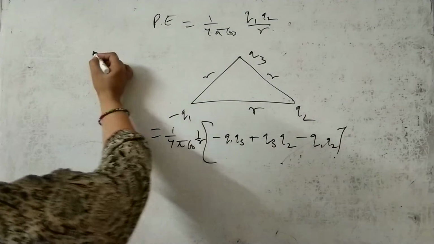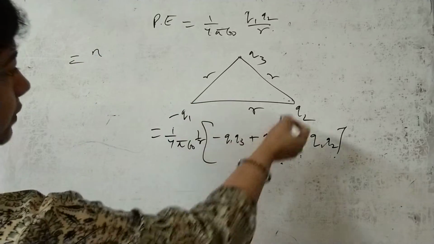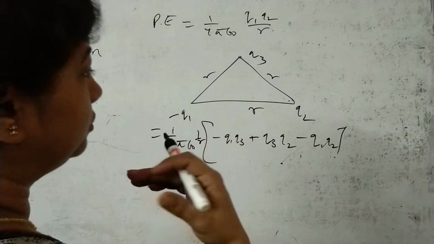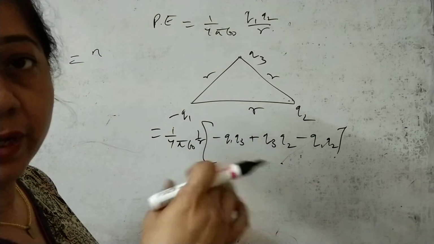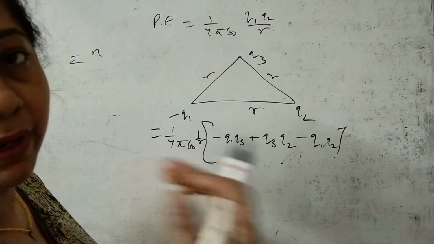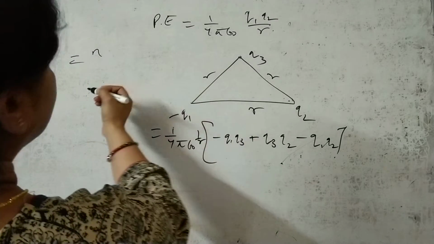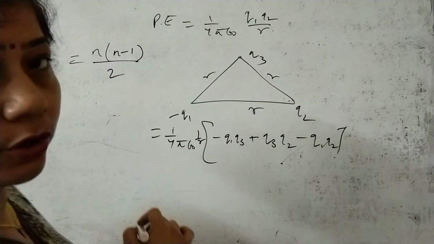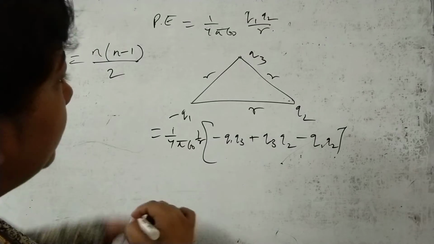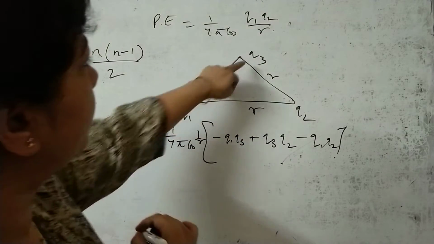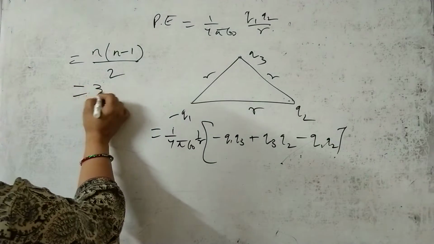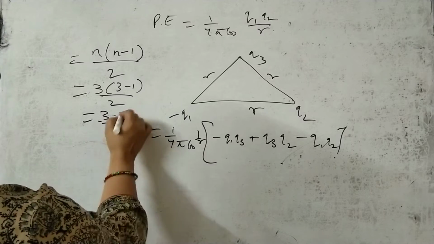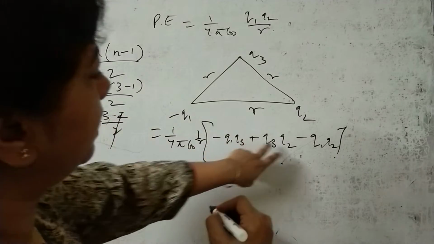For the general formula, n is the number of charges; here it is 1, 2, 3. Sometimes, let us assume there is a square or a hexagon, then it becomes very tedious to find out. So in order to find the number of interactions, we have the formula n into n minus 1 divided by 2. That is the general formula we use. Here n is the number of points, which is 3. So it is 3 into 2 by 2, and we get 3. So we have 3 different components, 1, 2, 3.